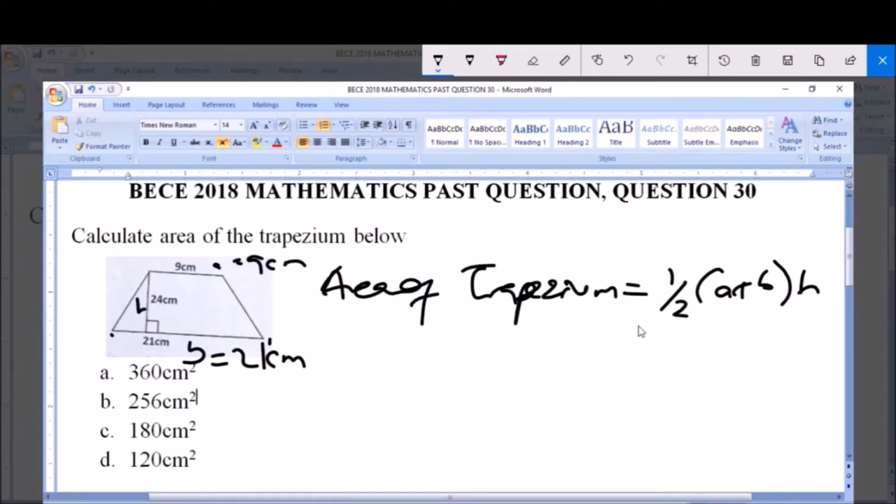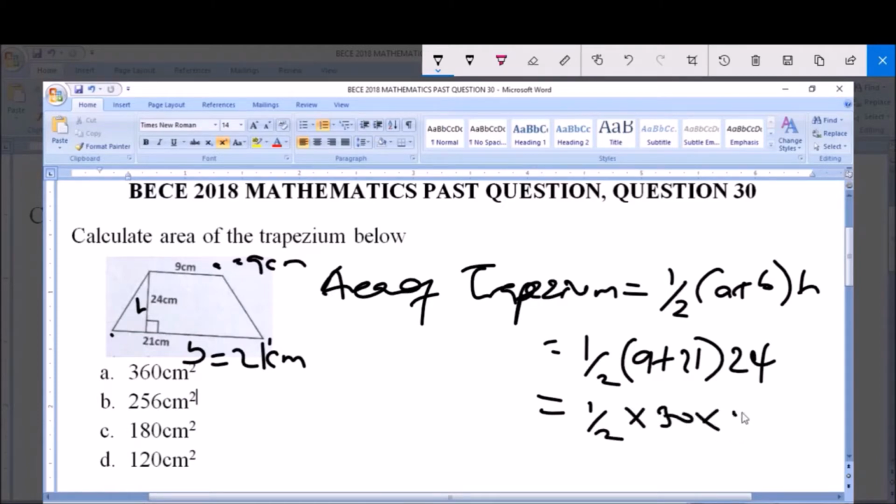So the area of the trapezium is equal to half times A. Now our A is 9 centimeter. So we put 9 plus B. Our B is 21 centimeter. So 21 close bracket, then multiply by H, which is the height, 24 cm. So this is equal to 1 all over 2. 9 plus 21 will give us 30. So multiply by 30, multiply by 24.